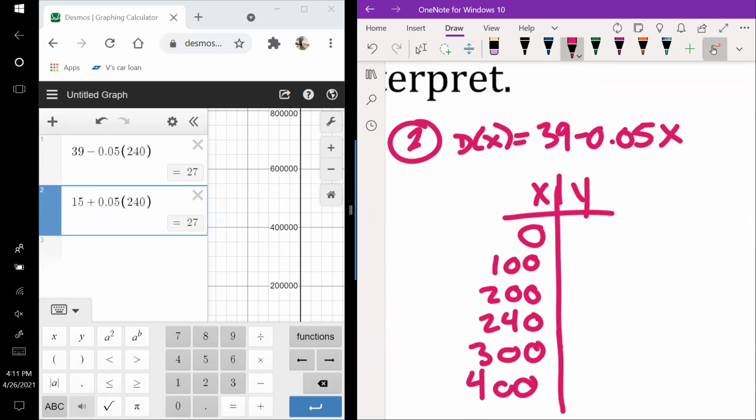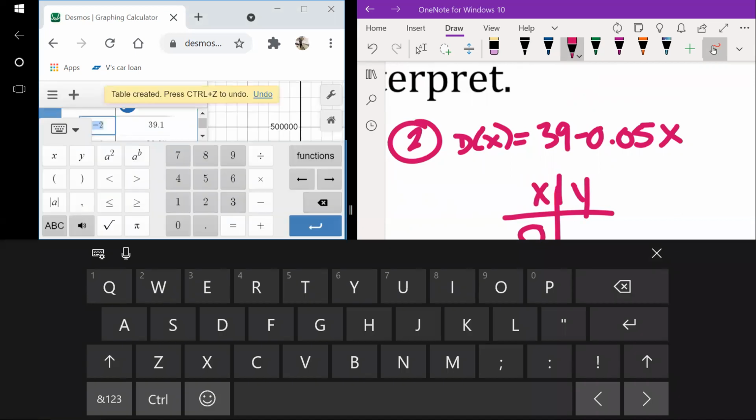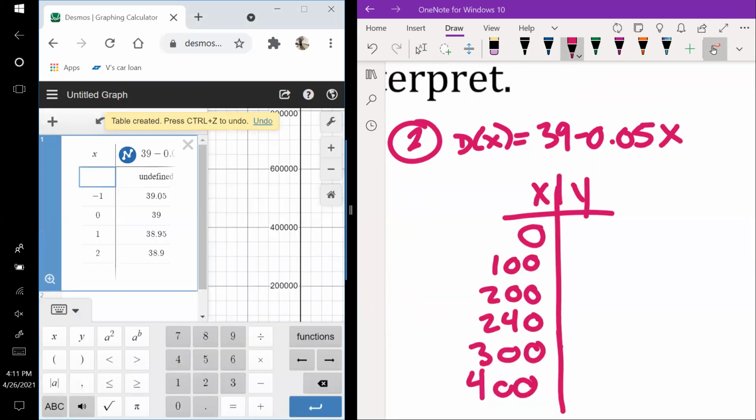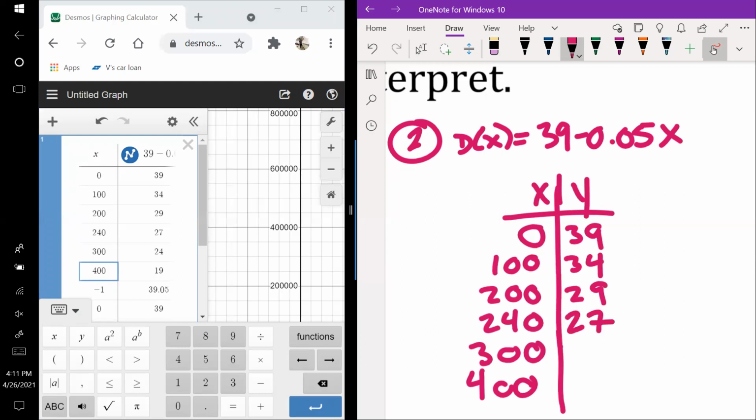Now Desmos. Let's type this function in: 39 minus 0.05x. Let me do my chart. 0, 100, 200, 240, 300, and 400. There we go. So 39, 34, 29, 27, 24, and 19. So there's the XY chart for d of x.